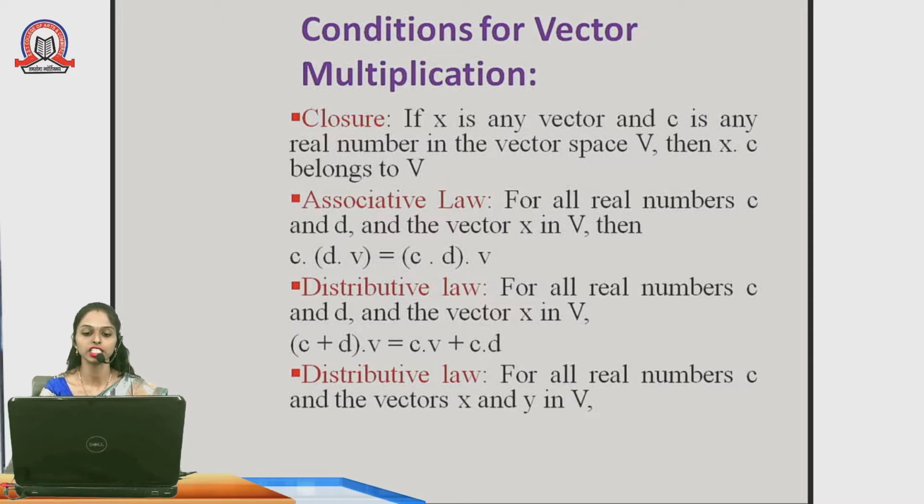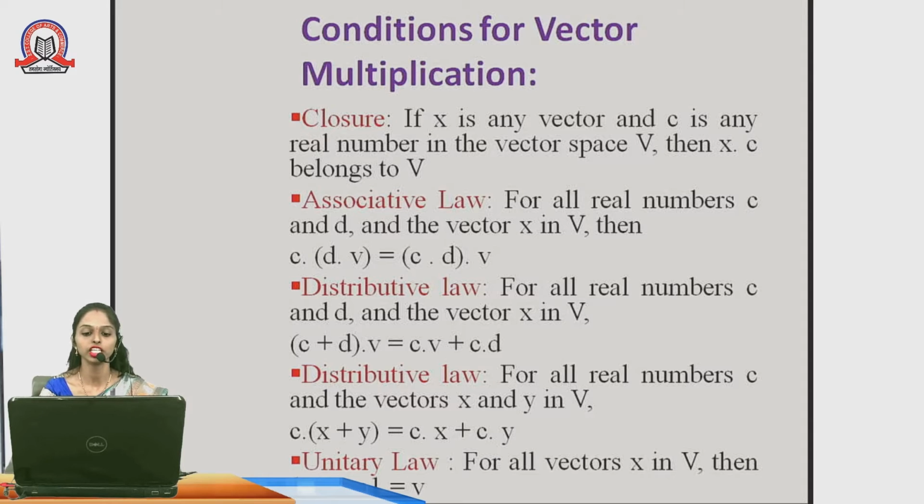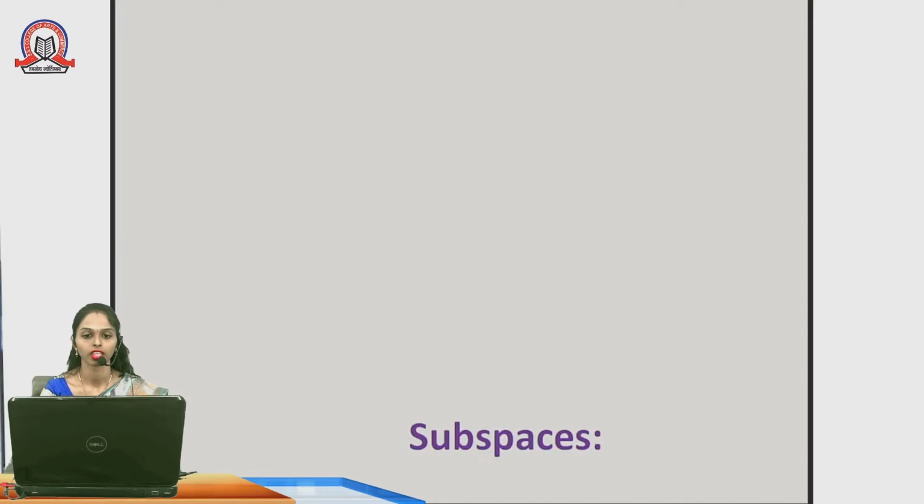Next one is the other distributive law. For all real numbers C and the vectors X and Y in V, we get C into (X plus Y) is equal to CX plus CY. And the last one is the unitary law, meaning for all vectors V, then 1 into V or V into 1 is equal to that vector V.